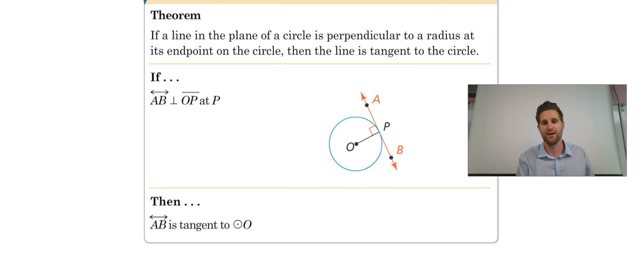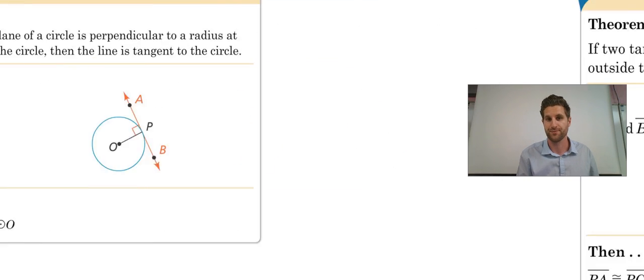Next, if a line in the plane of a circle is perpendicular to a radius at its endpoint in a circle, then the line is tangent to the circle. So we could actually say this is a converse theorem of our last one. So if tangent, then radius is perpendicular. If radius is perpendicular to a line, then tangent. So we can do kind of the inverse, or sorry, the converse of those two.